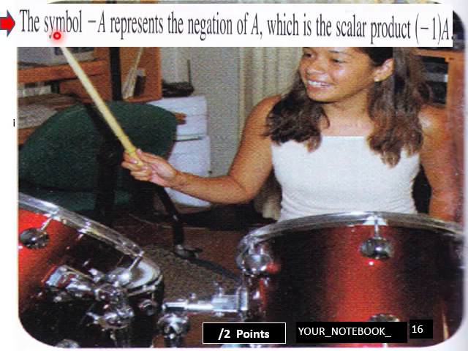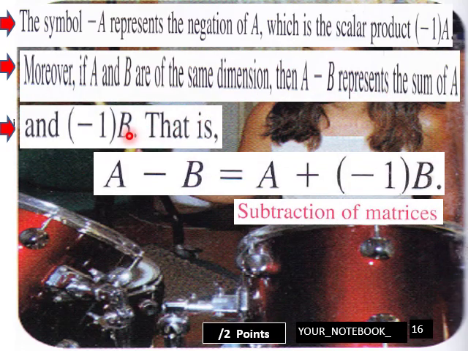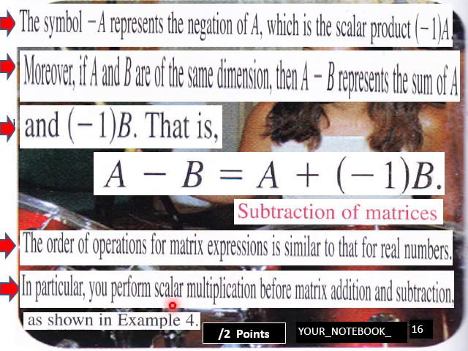Let's go on here. The symbol -A represents the negation of A, which is the scalar product of -1 times A. Moreover, if A and B are of the same dimension, then A minus B represents the sum of A and negative 1 of B. That is, A minus B would equal A plus the negative 1 of B, subtraction of matrices. The order of operations for matrix expressions is similar to that for real numbers. In particular, you perform scalar multiplication before matrix addition and subtraction, as shown in example 4.